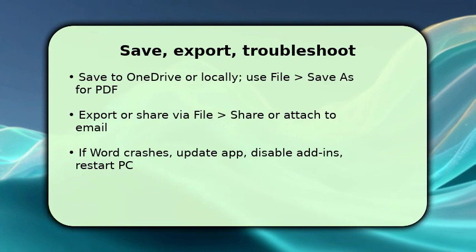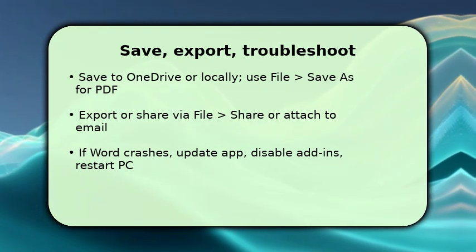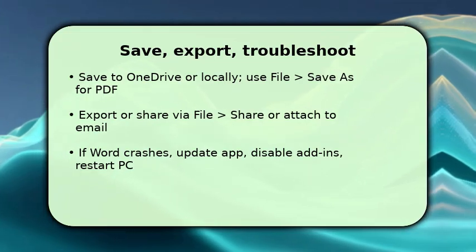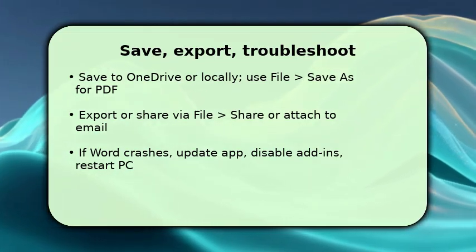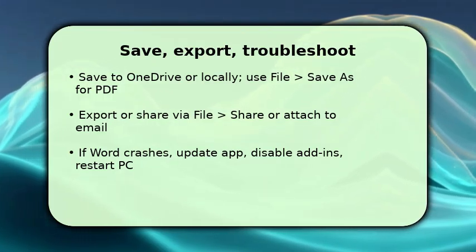Press Ctrl+S regularly, choose File, Save as to save locally or to OneDrive, and use Export to create a PDF for distribution. When sharing, use File, Share to grant permissions or attach the document to an email.